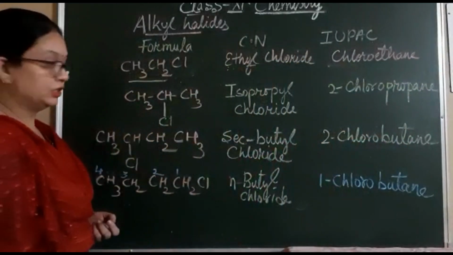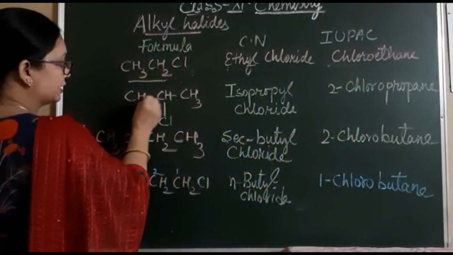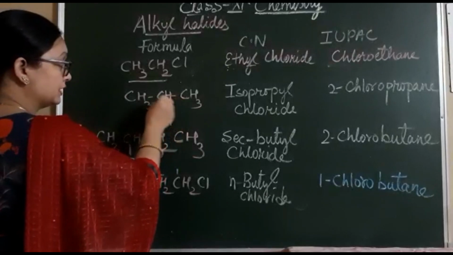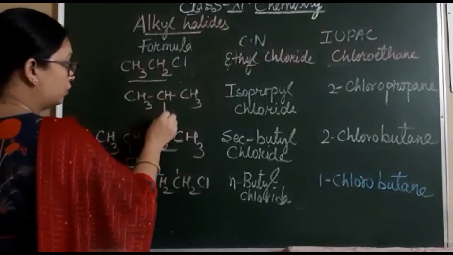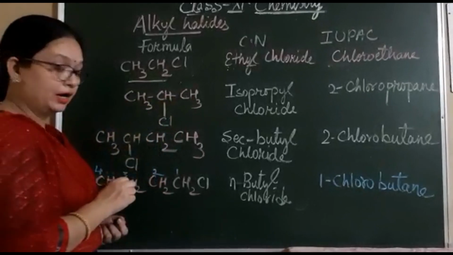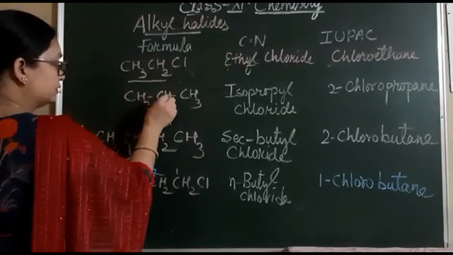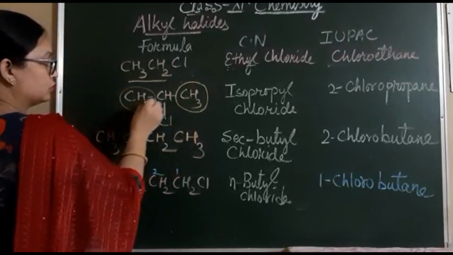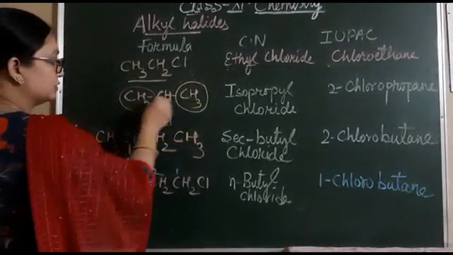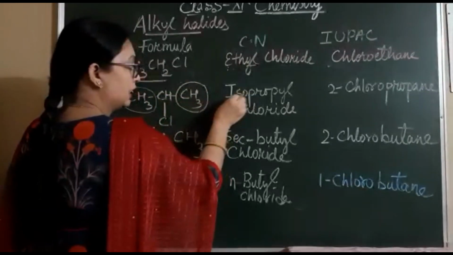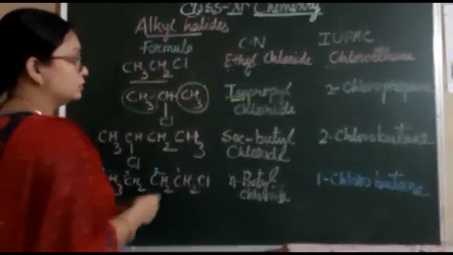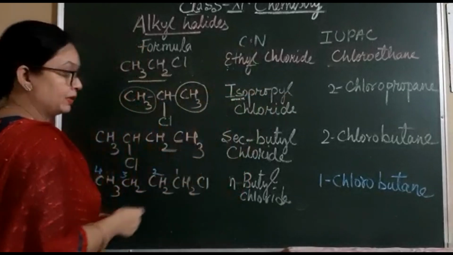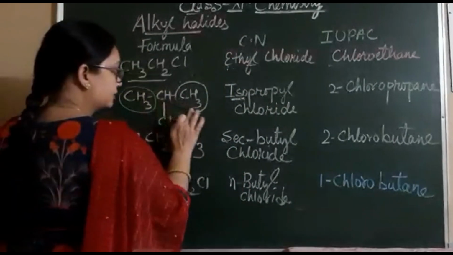Now come to this structure. If you see the carbon chain, it consists of 3 carbon atoms and this chlorine is attached to the second carbon atom. Now when this chlorine is attached to the second carbon atom, can you see the alkyl group? That means this carbon is attached with 2 CH3 groups. So when one carbon is attached with 2 CH3 groups, then we have to use the word iso in the common name. So iso, and total number of carbon 3, for that propyl, and then chloride. I think it is clear to you.